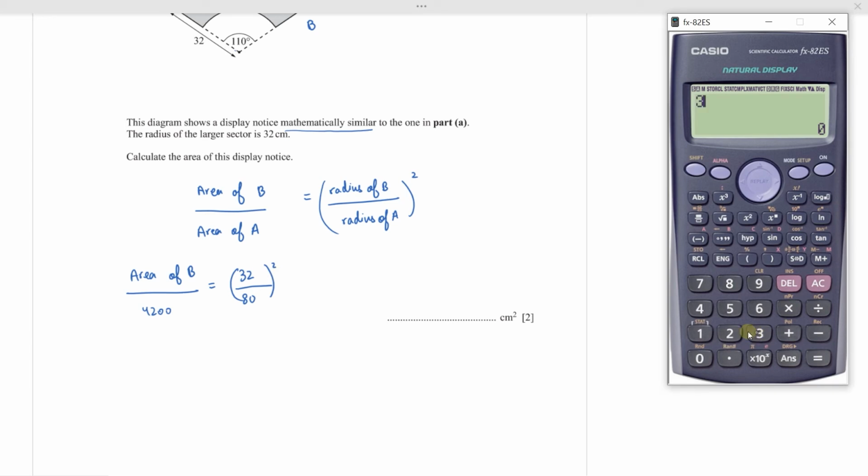So we can calculate this now. 32 divided by 80, and then we take the square of this, and then this is multiplied by 4200. So your area of display notice B is 672 centimeters square.